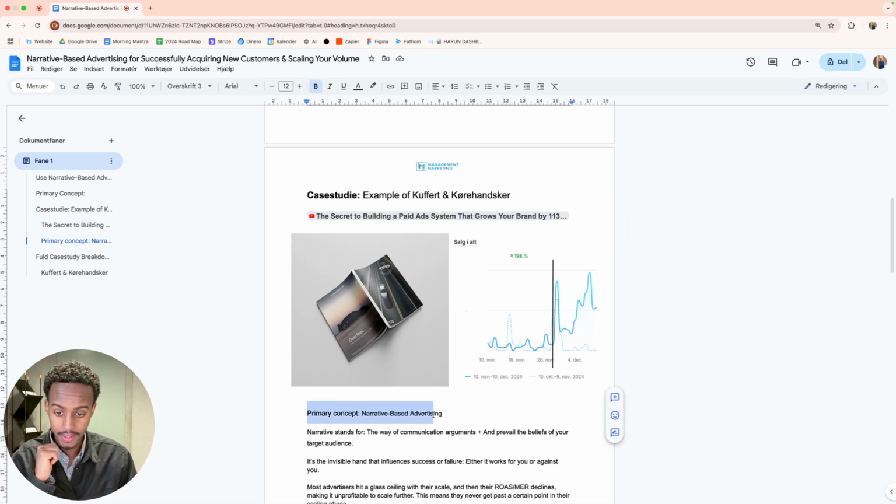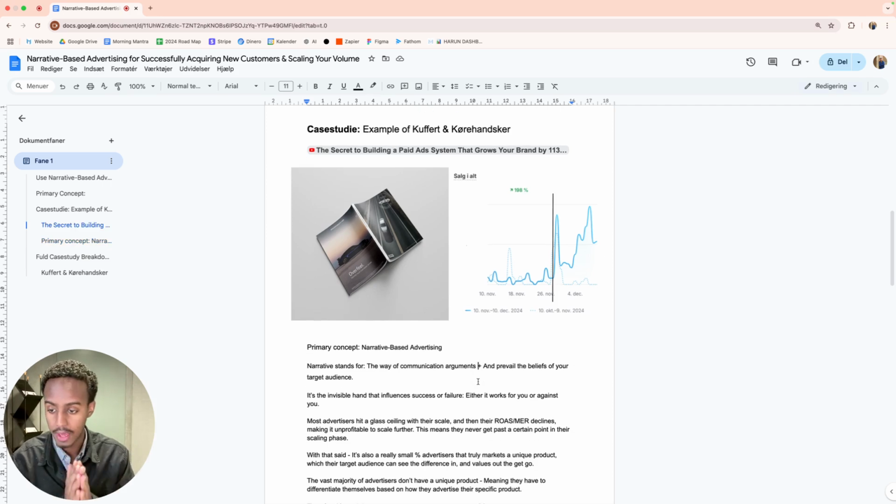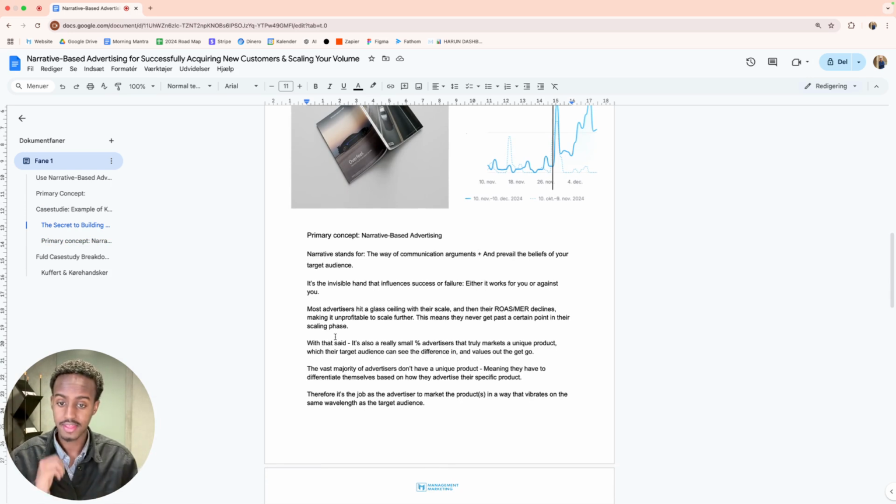Now, yet again, the primary concept, narrative-based advertising. Narrative stands for the way of communicating arguments and prevailing the beliefs that your target audience already have. It's essentially the invisible hand that influences success or failure. It either works for you or it works against you. Most advertisers hit a glass ceiling with their scale, where their marketing efficiency and ROAS starts to decline, making it unprofitable for them to scale further.